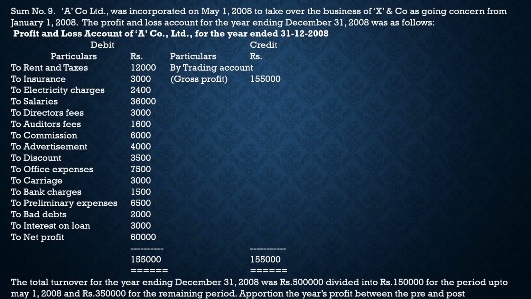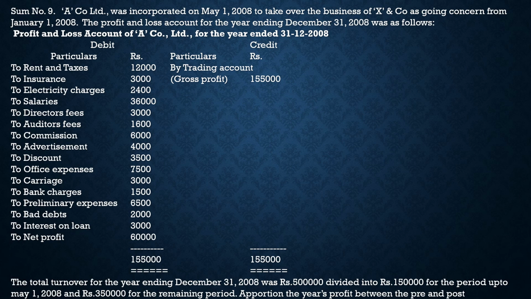The last line says the turnover for the year is rupees 5 lakh, divided into 1,50,000 for the period up to 1st May and rupees 3,50,000 for the remaining period. Apportion the year's profit between the pre and post incorporation period. That is the question they ask you to find. Here you are given a P&L account. What you are going to do here is divide the P&L into two parts, for the pre-incorporation period and post-incorporation period. Is it clear?